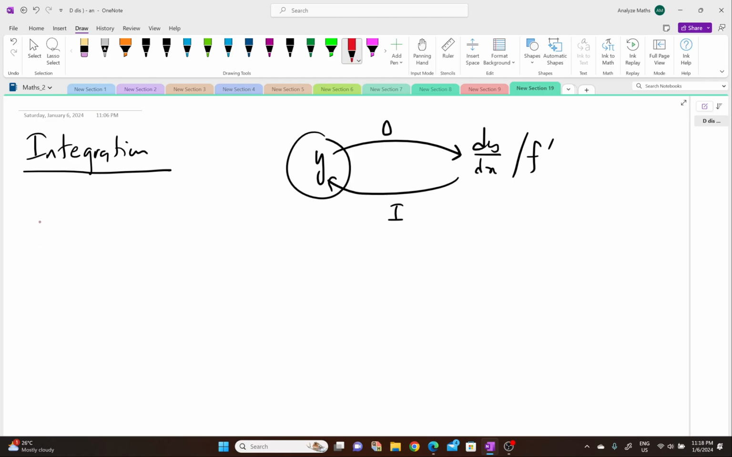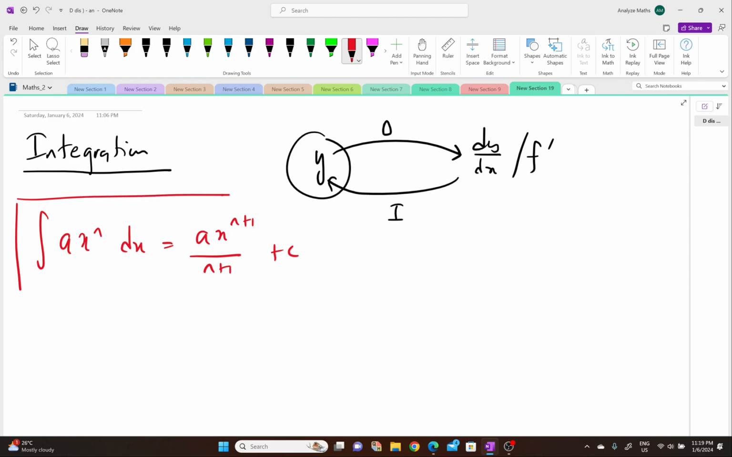Now the first rule we're going to learn is, if you are given a function like this, ax^n, how to integrate it. Plus c, this is the formula. First rule: you will always add a c there. Later I will tell you what this c is and some other types of integration.